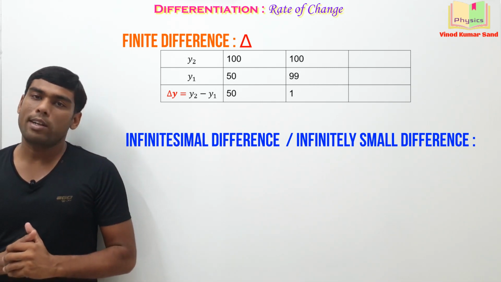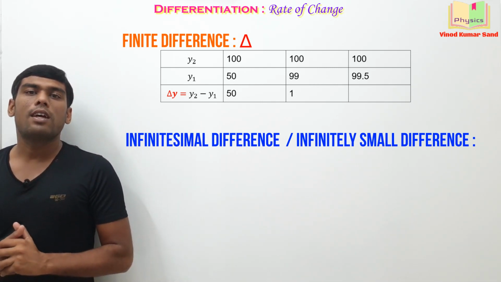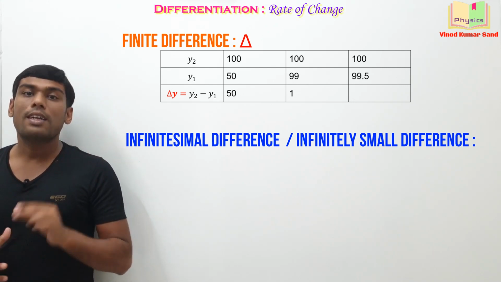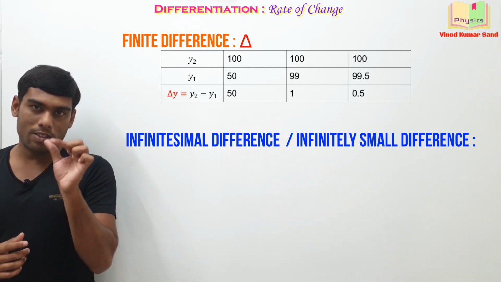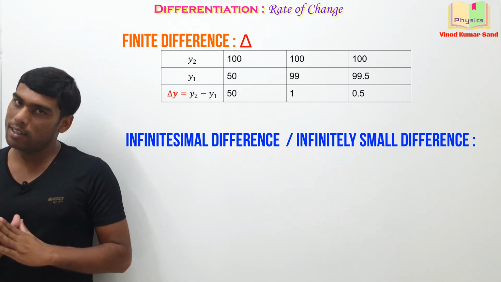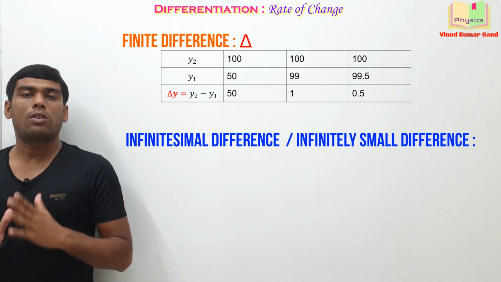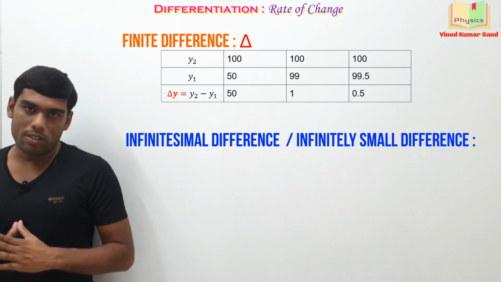Next example, y2 is again 100 and y1 is 99.5. How much is y2 minus y1 now? It is 0.5. This 0.5 is also a finite difference. Getting it? Okay. Let's talk about the infinitely small difference.